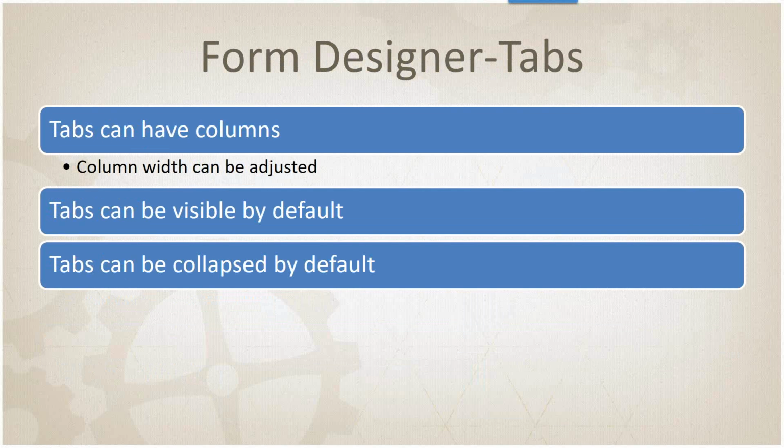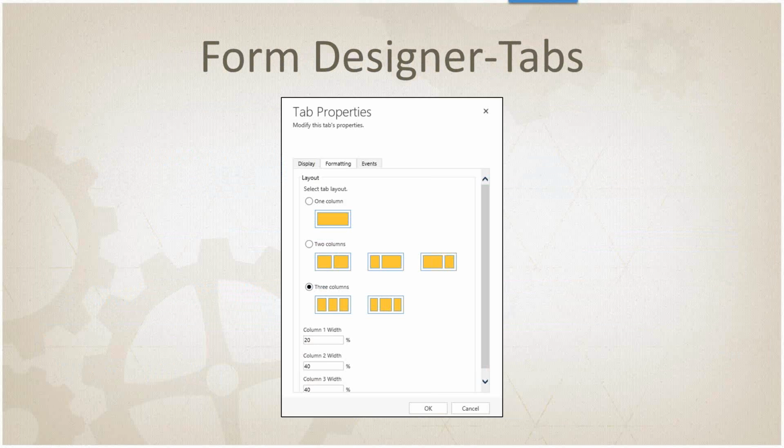Tabs can have columns. Tabs can be visible by default, and they can be collapsed by default. Here are the formatting properties for a tab. So they have 1 column, 2 columns, and 3 columns. Now these are not the section columns. These are tabs. So tabs can have columns, and then sections have columns. We'll talk about that in a second.